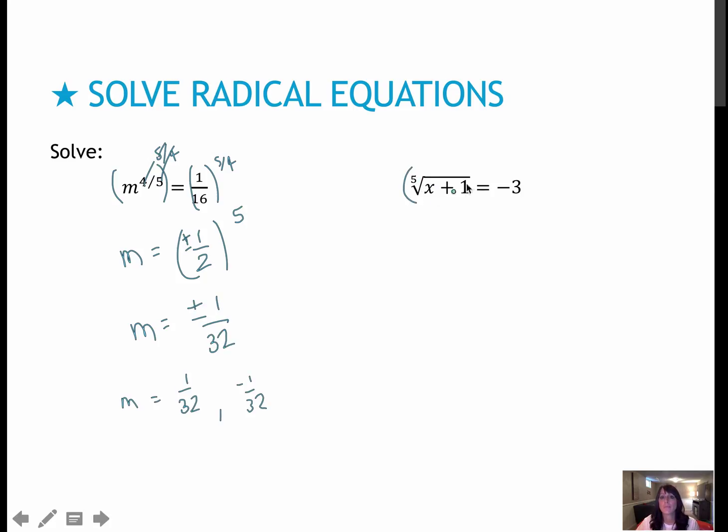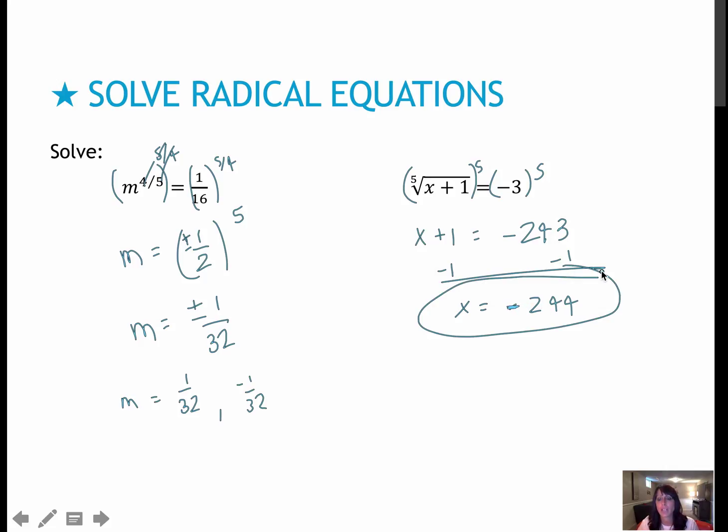For the other, I'm going to take everything to the 5th power. That would leave me with x plus 1 on the left. On the right side, -3 to the 5th is -243. I'm going to subtract 1 to get x all by itself, which leaves me with -244. Then of course I would plug that in. I would plug in -244 plus 1 would give me -243. The 5th root of that is -3, and so it checks out, and my solution is -244.